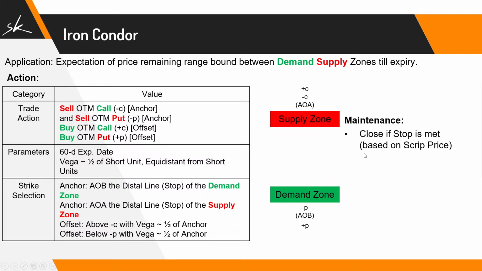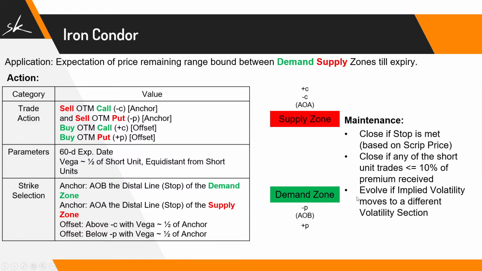So what is going to be the maintenance? Maintenance is if any of the stop loss is hit, right? Whether it goes above our supply zone or below our demand zone, if the stop loss is hit, you close the position. If any of the short units start trading less than 10% of the premium received, you can still close it. And yes, we can also evolve it in case the section changes for IV.